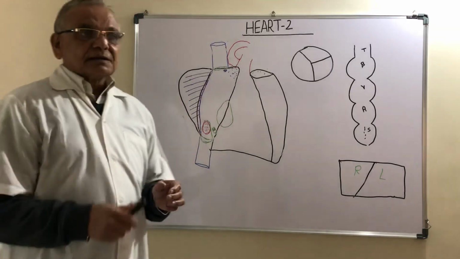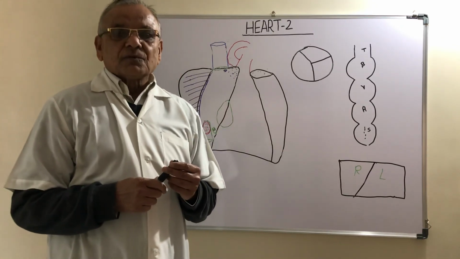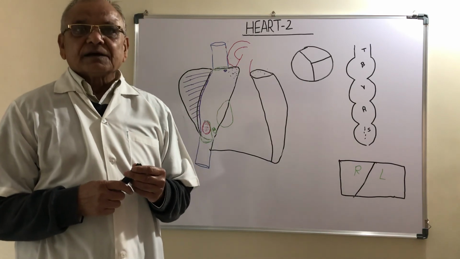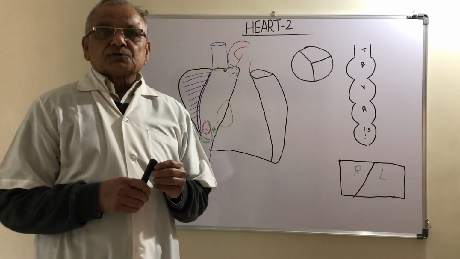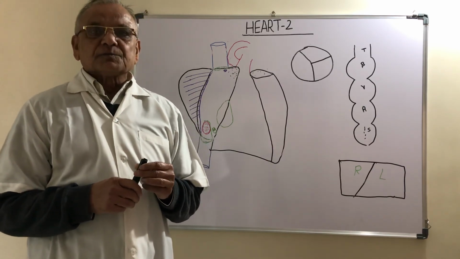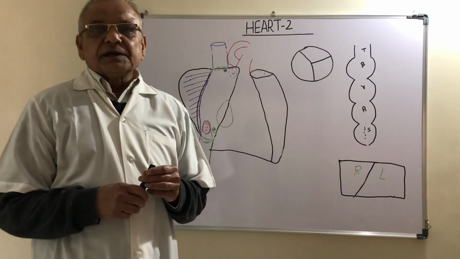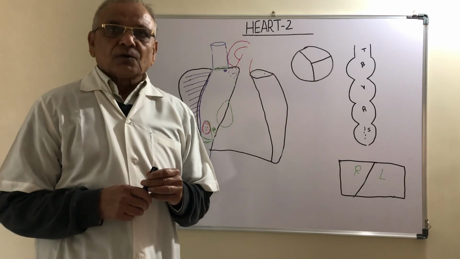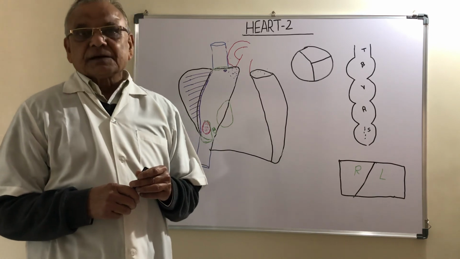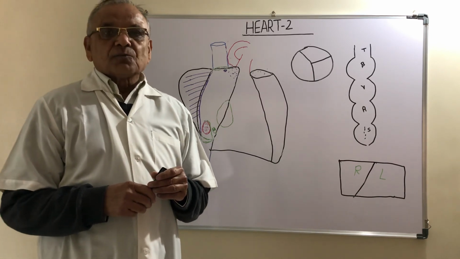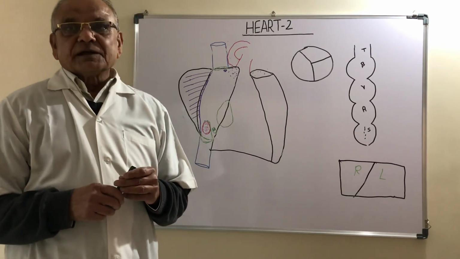These small openings are called foramina venarum minimarum. They are the openings of the small veins of the heart, and the name of the small veins is venae cordis minimae. So the minute opening's name is foramina venarum minimarum, and these are the openings of the minute veins of the heart, called venae cordis minimae.